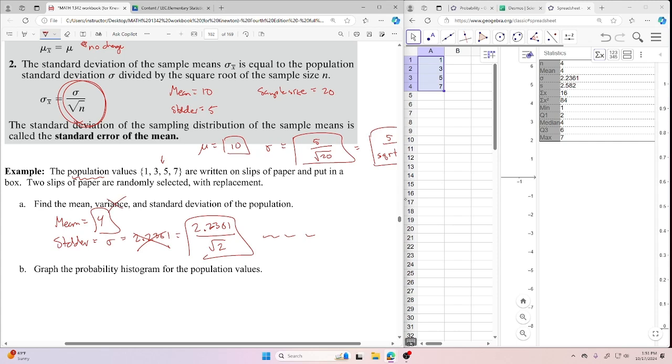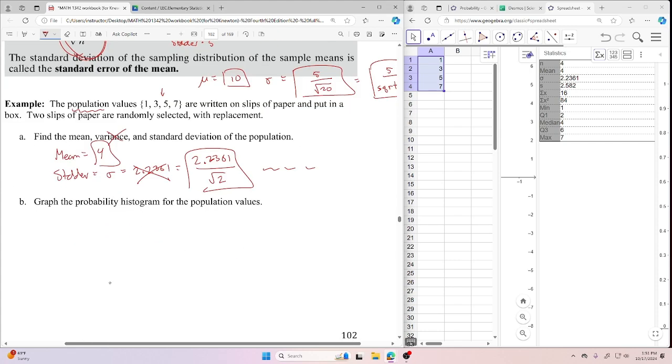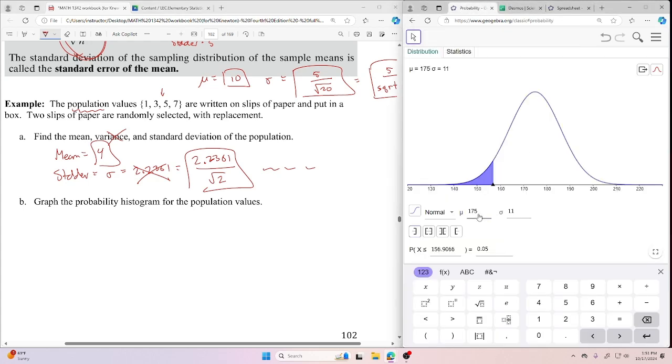I don't care about the variance, since we don't use it anyways. It says graph a histogram. I don't know what they're talking about here. You know what? I can show you a bell curve. Yay! I know you're really excited for this.